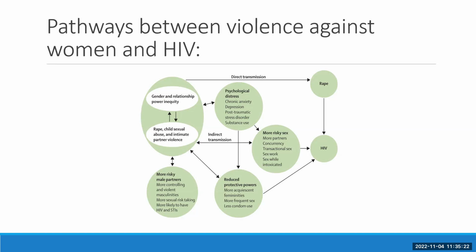And then, as we talked about in class, there's also this pathway between men who are abusive, who are actually more likely to be at higher risk for HIV themselves. So they might be more likely to have sex with people outside of their main relationship, less likely to use condoms, more likely to have HIV and STIs overall. So that puts the women in relationships with them also at further risk.